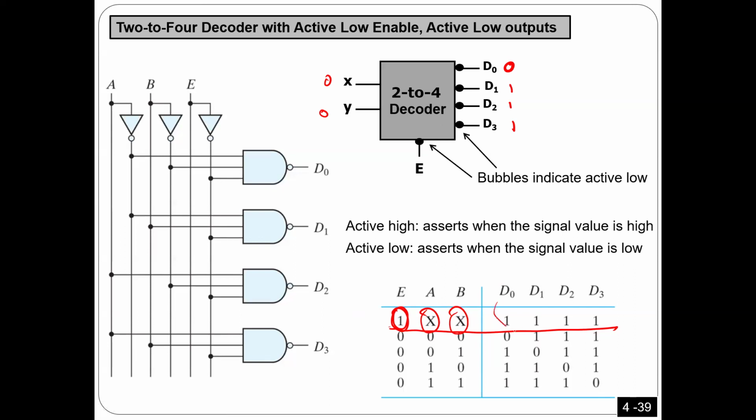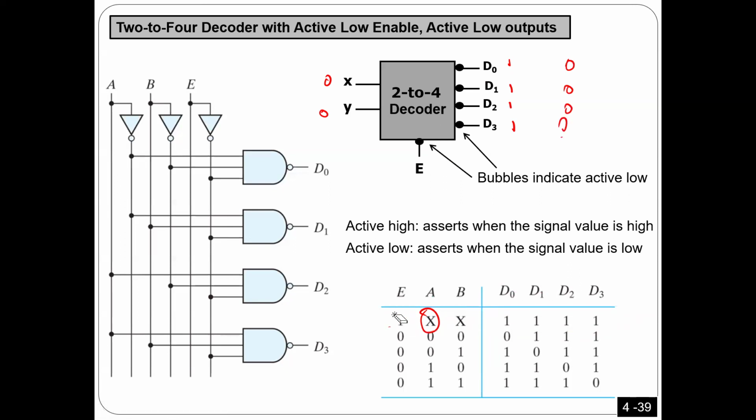So here all of them become 1s, 1, 1, 1, 1. 1, 1, 1 here means nothing is selected, because when it is 0, that is the one that's selected. Because 1, 1, 1, nothing is selected. But in the case of active high, it's actually 0, 0, 0, nothing is selected.